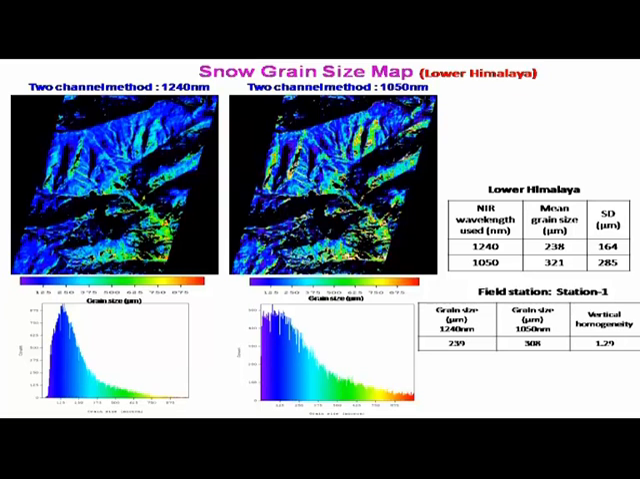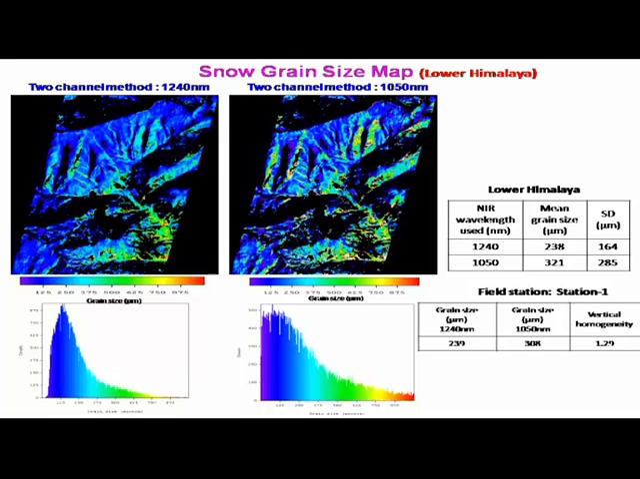this type of validation is required, where the vertical grain size variation we have to measure at the time of the satellite pass. Unfortunately, the ground data at the time of the satellite pass we don't have. This also gives you, from the grain size using multiple channels, like 1050 or 1240 nanometers, an idea about the vertical homogeneity in the snowpack.